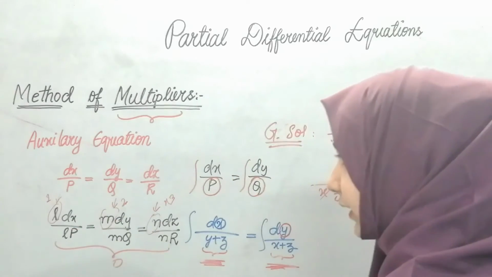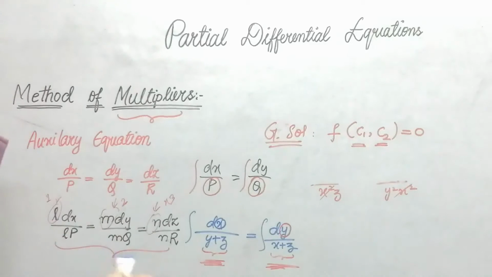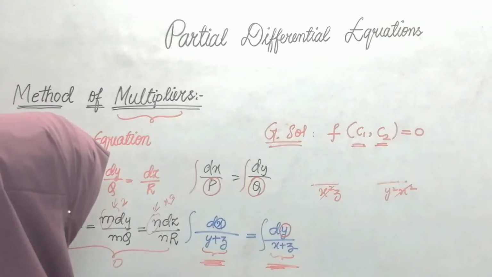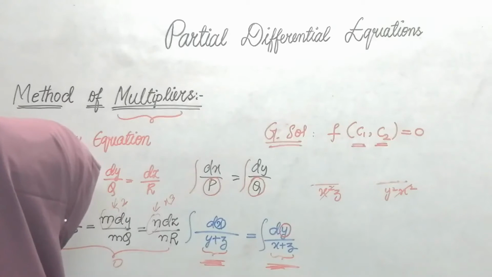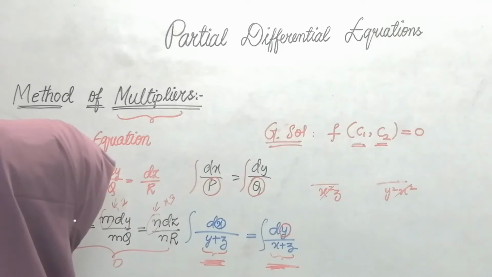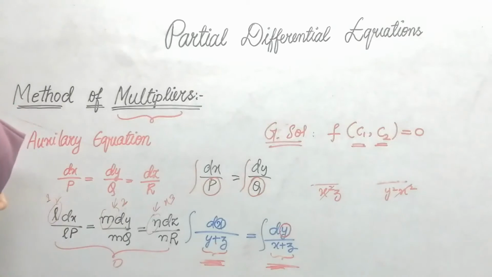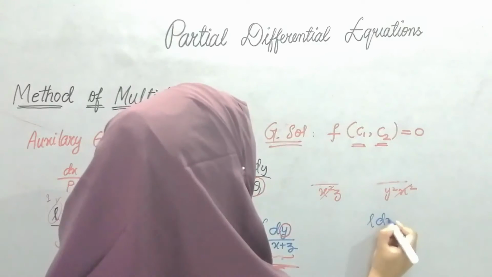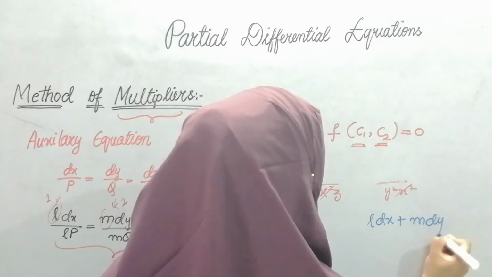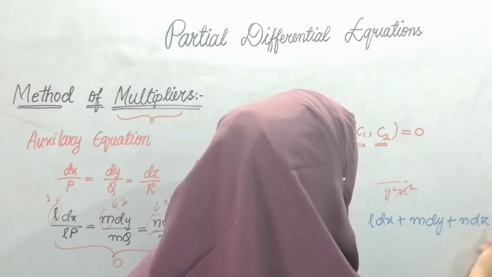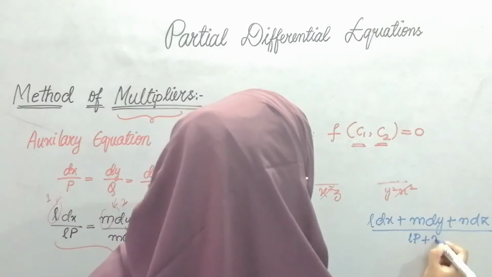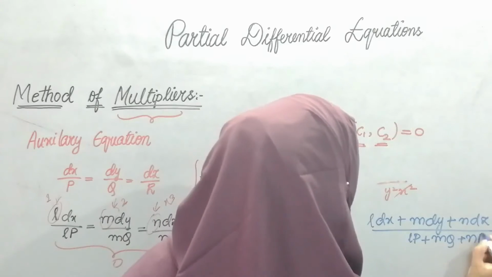I'll either add this or I'm going to subtract it. Suppose I'm adding, so this will be what? LDX plus MDY plus NDZ by LP plus MQ plus NR. So my denominator should become what? 0. I'll write here LDX plus MDY plus NDZ. Okay, the denominator is what? LP plus MQ plus NR.